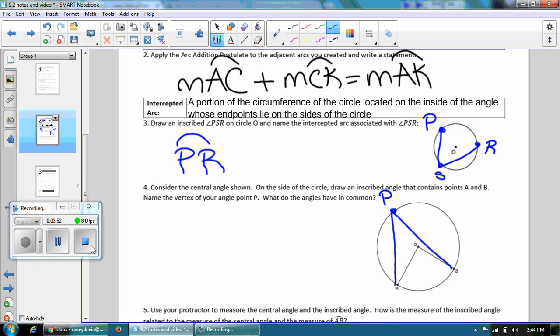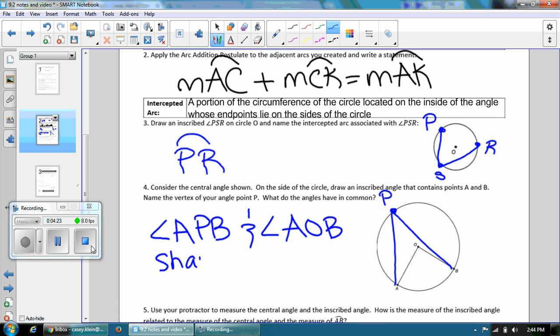What do the angles have in common? What does angle AOB, which is a central angle, and APB have in common? Well, they both share an intercepted arc. Arc AB is part of both angles. So we can say angle APB and angle AOB share a common intercepted arc.